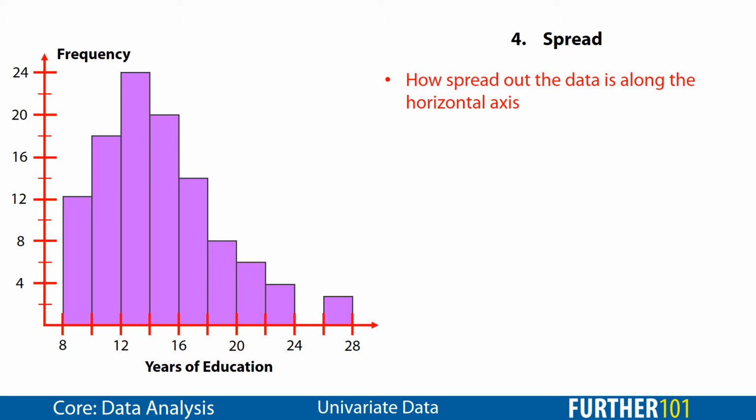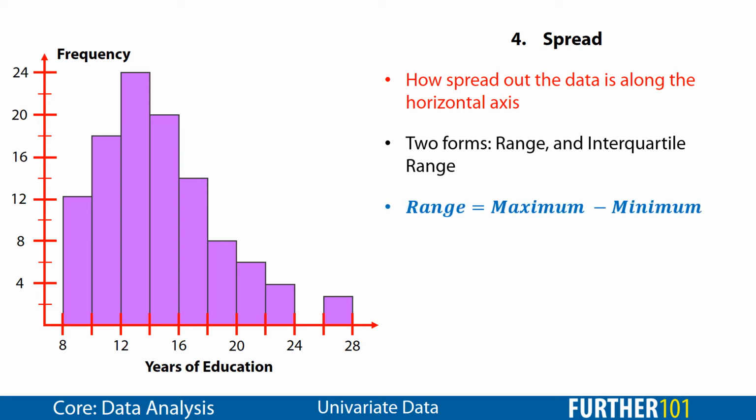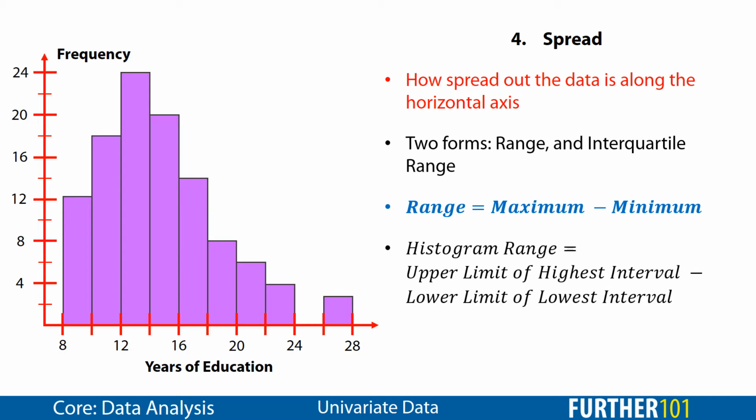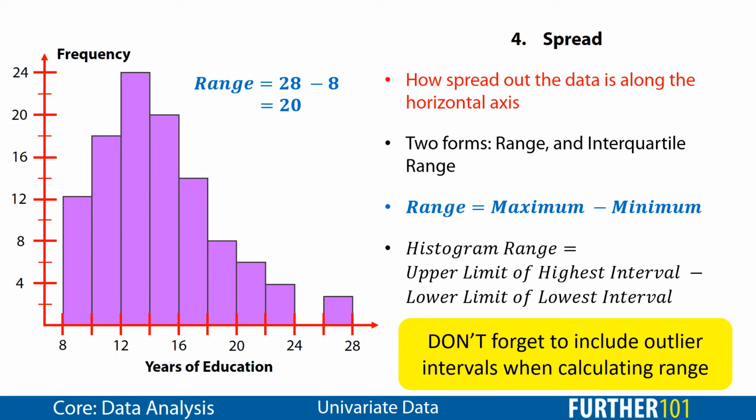Spread is our last category to analyse and refers to the distance that the data values cover along the x-axis. There are two types of spread, the range and the interquartile range, but we will just cover range in this video. The range can be simply calculated by subtracting the smallest value from the largest value. To calculate this in a histogram, subtract the lower boundary of the smallest interval from the upper boundary in the highest interval. In our example here, the range is calculated by subtracting 8 from 28, indicating a data range of 20. As mentioned before, do not forget to include the outlier intervals in this calculation.